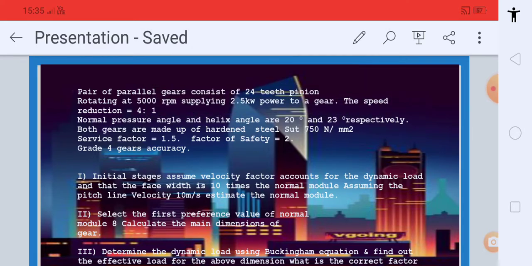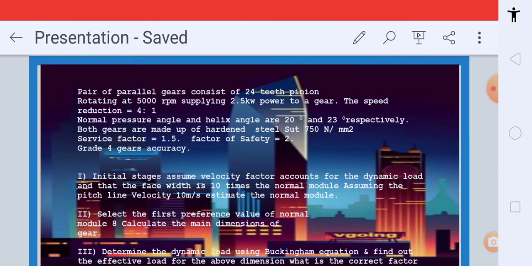A pair of parallel helical gears consists of a 24-teeth pinion rotating at 5000 rpm, supplying 2.5 kW power to a gear. The speed reduction is 4:1. Normal pressure angle and helix angle are 20 and 23 degrees respectively. Both gears are made of hardened steel with SUT 750 Newton per millimeter square. Service factor is 1.5. Factor of safety is 2.